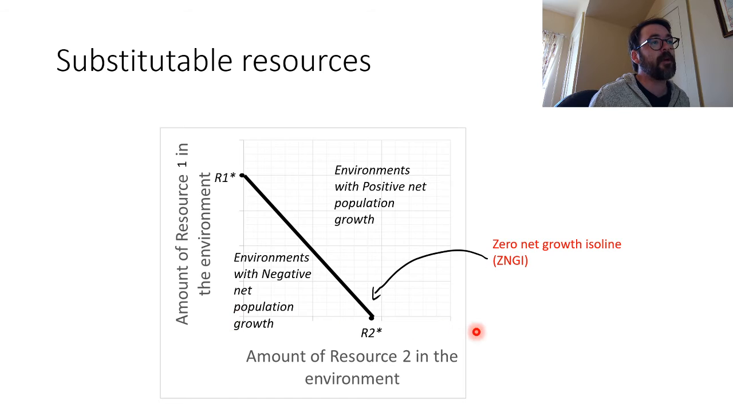This graph describes a bunch of possible different environments. Out here, we have environments with net positive population growth rate, and as the populations grow, they'll draw the resources down until they hit this line, and then they'll be at their carrying capacity. Below this line are environments with really low amounts of resource such that the population can't even establish.